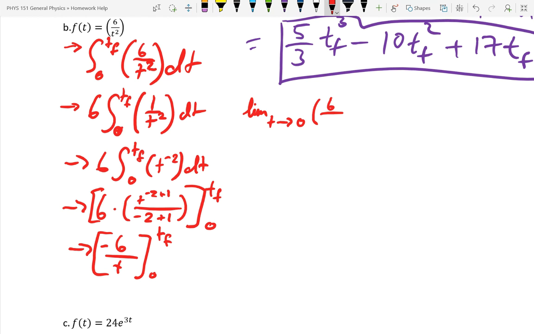Okay, I have to make sure I don't write an X here. Oh. So this would be 6 over 0. And this is like, you can't do this, right? Because it's undefined, so we'll just stop there.